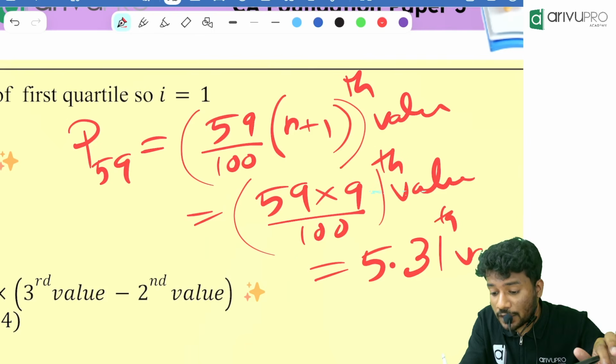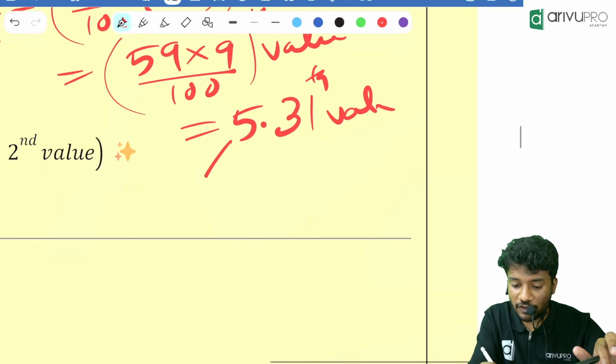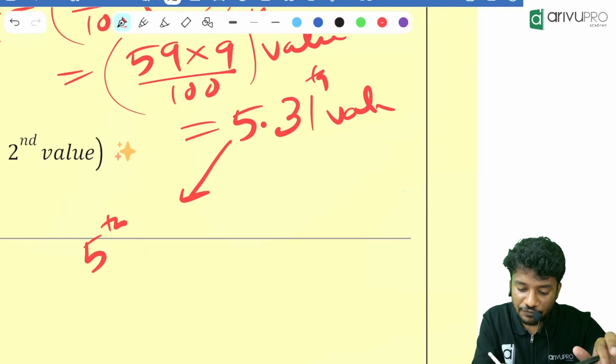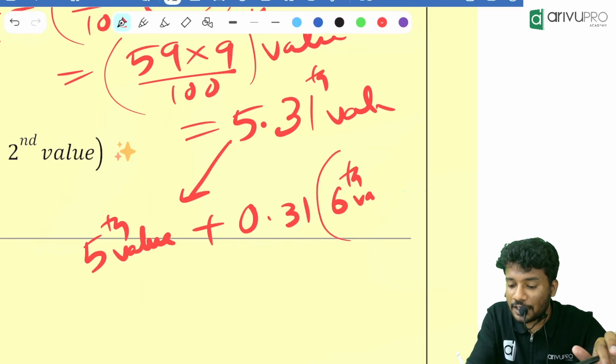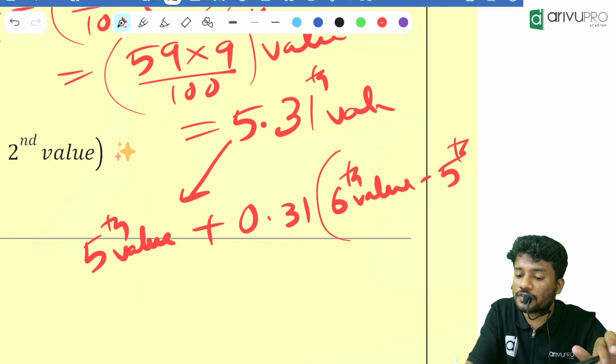5.31 is the value. So how will you write it? 5 is the integer part. Fifth value plus 0.31 into gap. Instead of gap, you will write what? Sixth value minus fifth value.